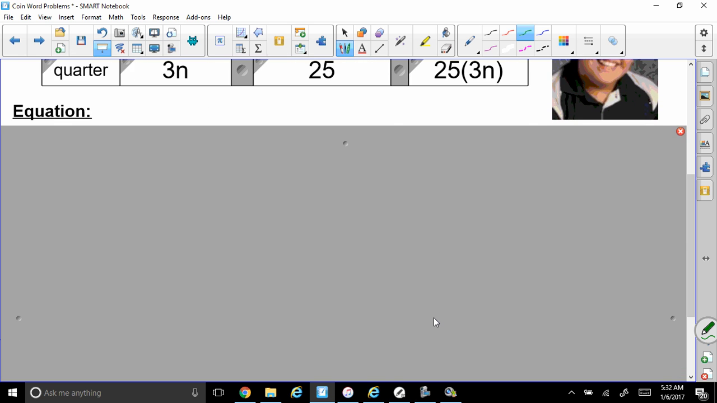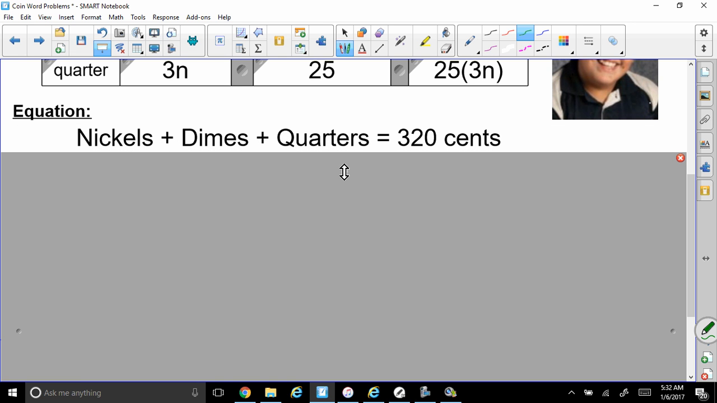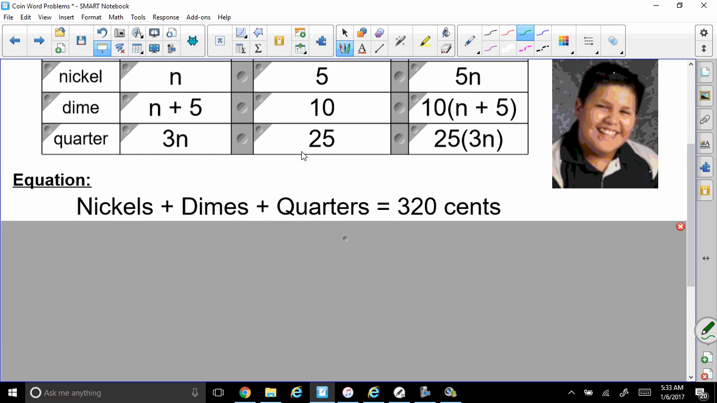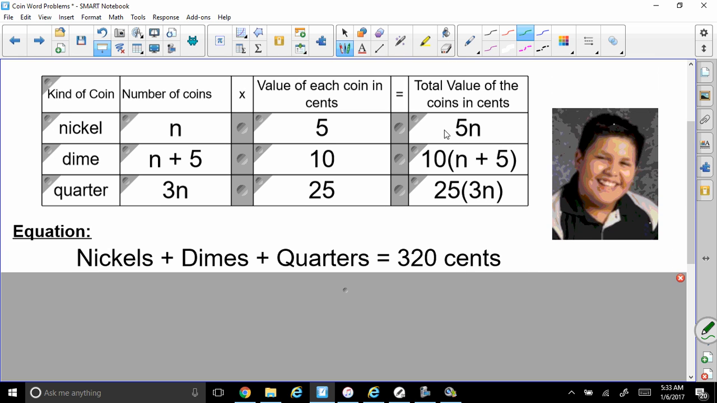Hi, Lewis. So let's build our equation. We're going to take the values of our nickels, our dimes, and our quarters and add them together. If you look at our chart, here's the total value of the nickels, the dimes, and the quarters. That's going to add up to $3.20. I took out the decimal point because I'm calling it cents, so that's 320 cents.